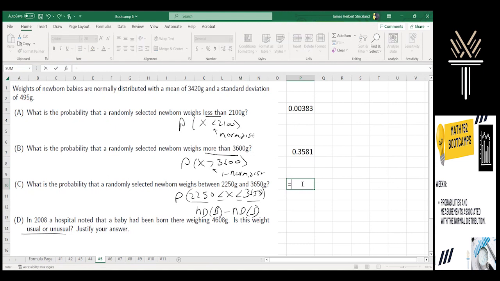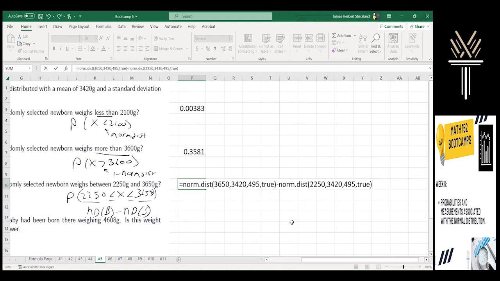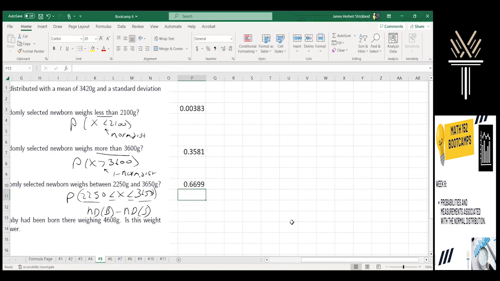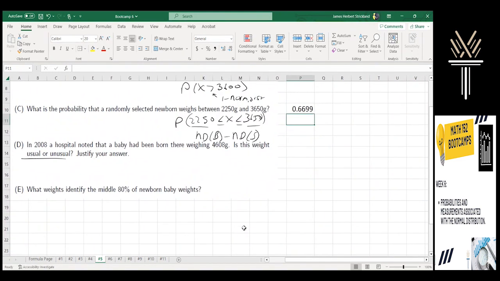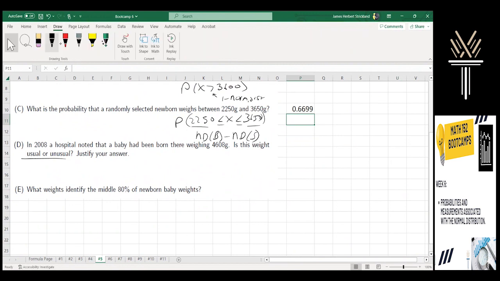When we have two numbers, we're going to do norm.dist of the bigger measurement. Given 3420, given 495, always true, minus the smaller measurement. 3420, 495, always, always true. Always big minus small when we have two measurements. And there we go. Okay, next one wants to know, is it usual or unusual?